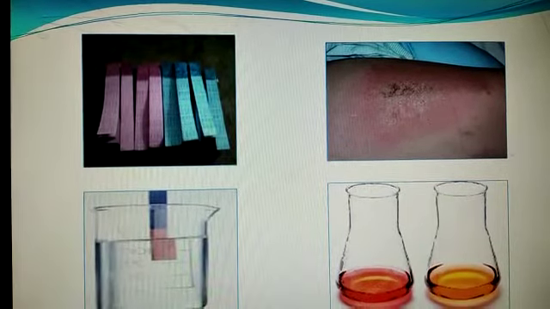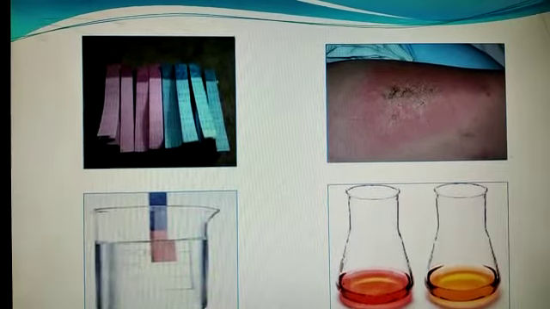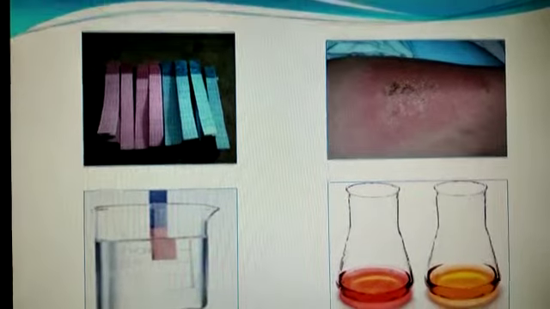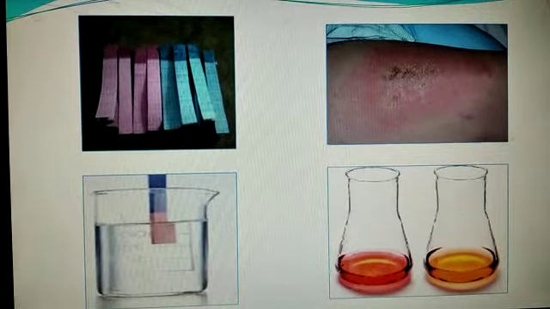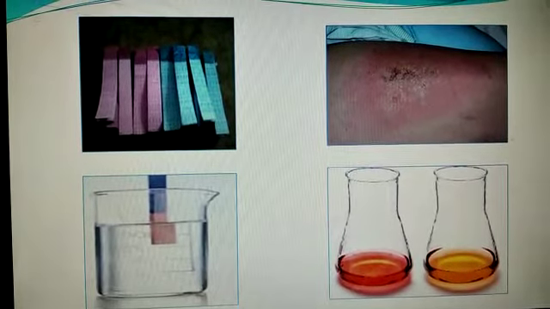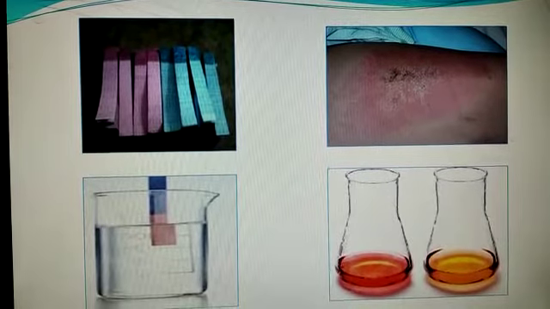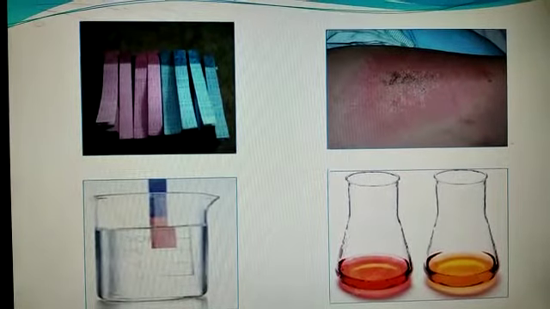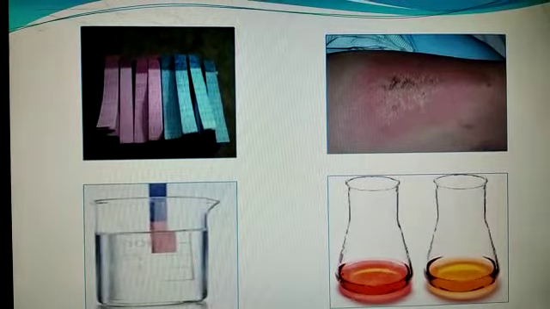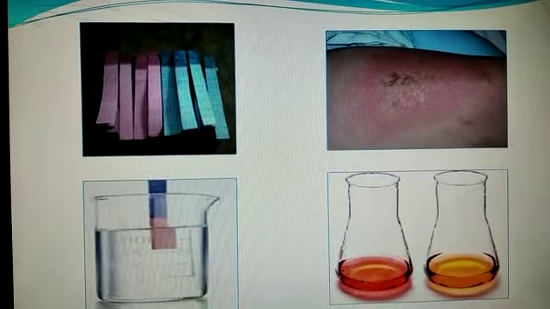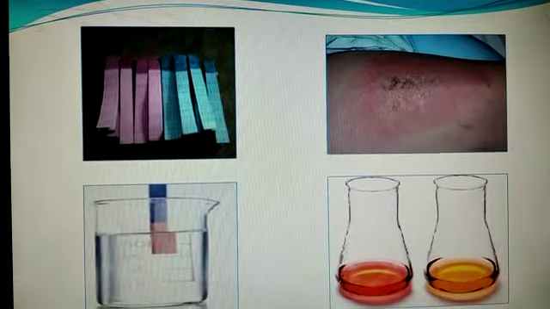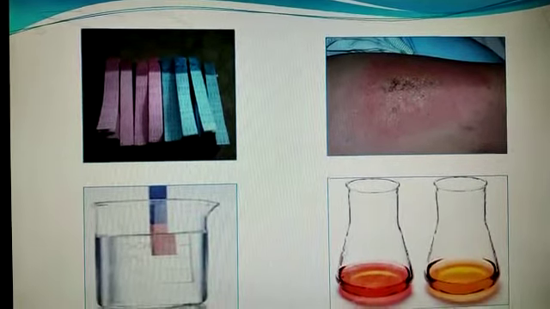There are two main types of litmus papers. One is the red litmus, the other one is the blue litmus. When we dip blue litmus into the acidic solution, the blue litmus changes its color from blue to red. The change in color from blue to red shows the presence of the acidic solution, while the red litmus shows no change in the acidic solution.